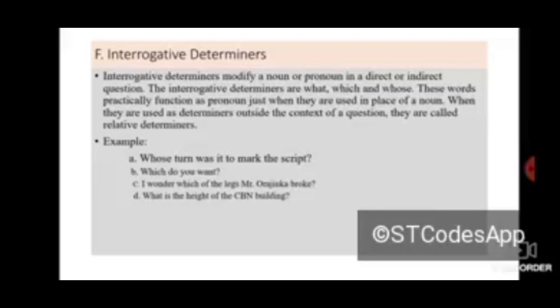When they are used as determinants outside the context of a question, they are called relative determinants. Example is, whose turn was it to mark the script? Which do you want? What is the height of the CBN building? I wonder which of the legs Mr. Raji Oka broke. Okay, those are examples.